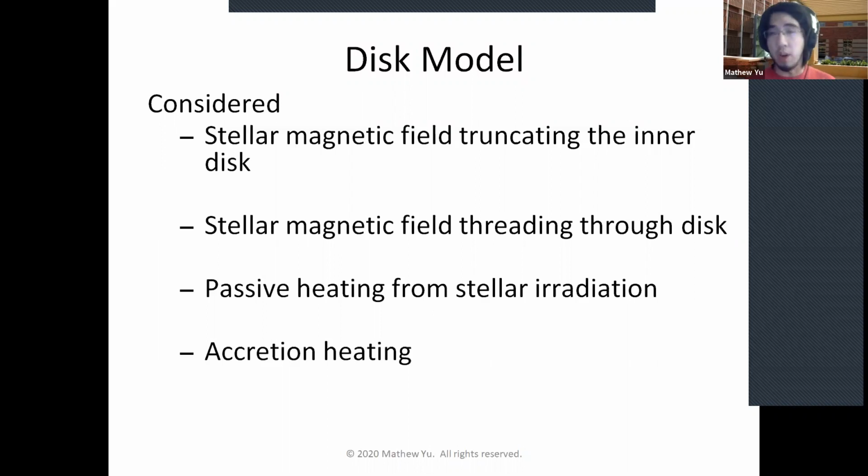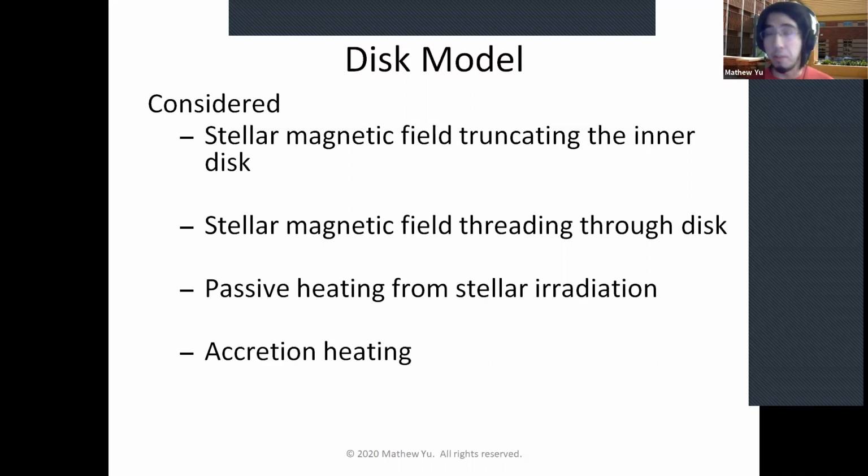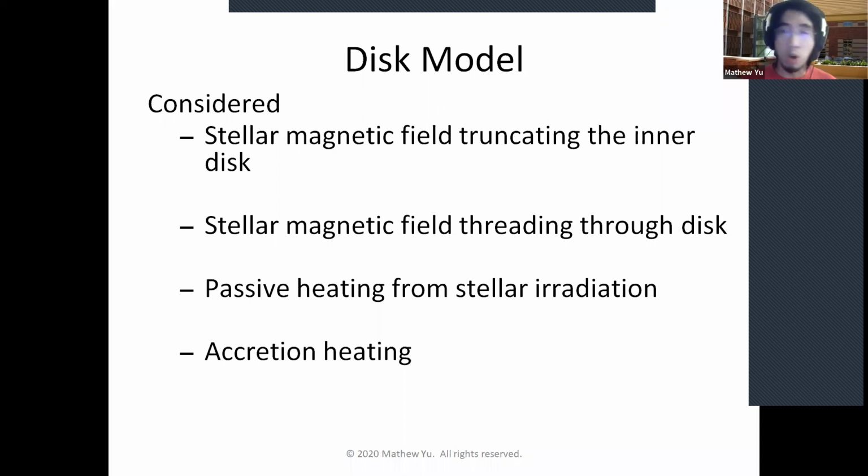But we also consider that the magnetic field is now threading through the disk and interacting with the disk material. The last point is that we would also like to consider two main heating sources in the protoplanetary disk itself. The first is that the disk can be heated up by the host star irradiating it, and then we would also like to consider that the accretion itself would heat up the disk, providing a heating source to the disk itself.